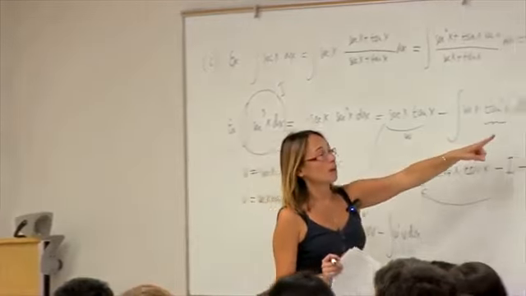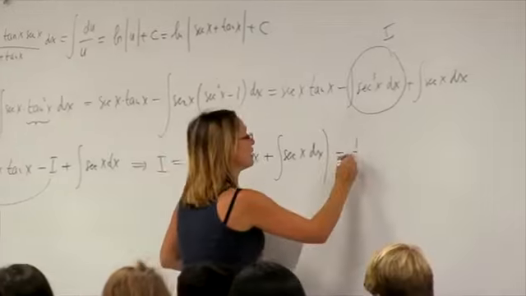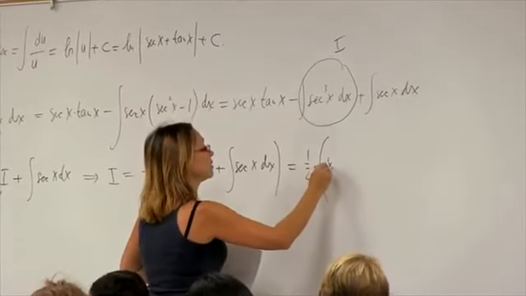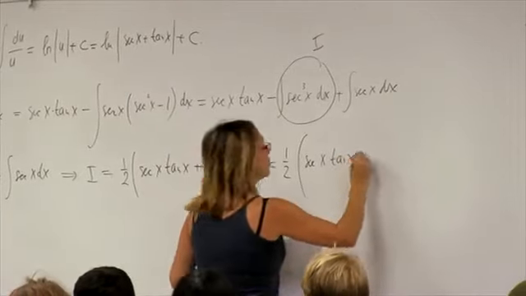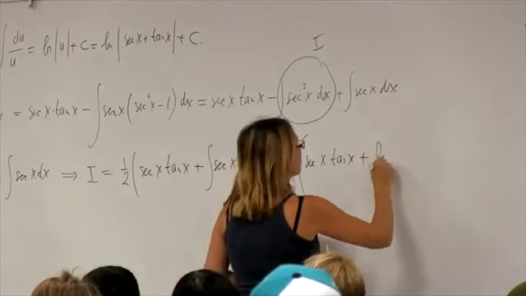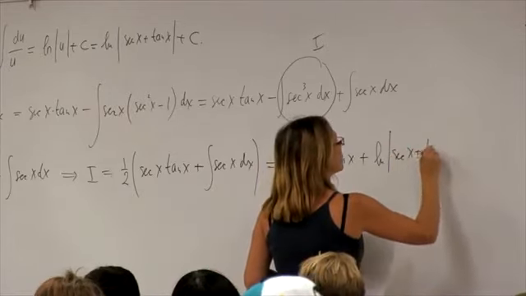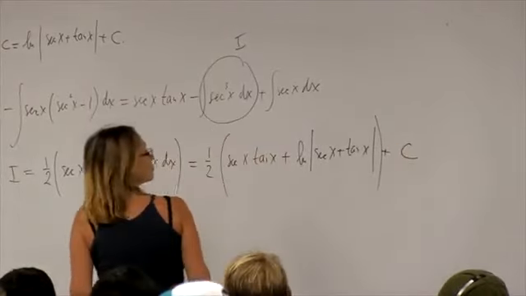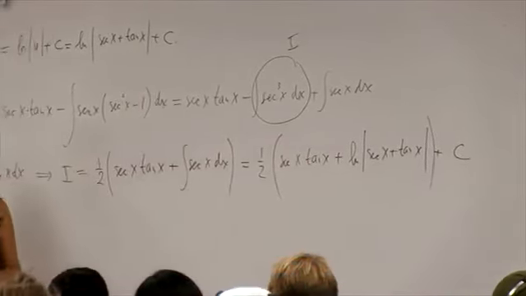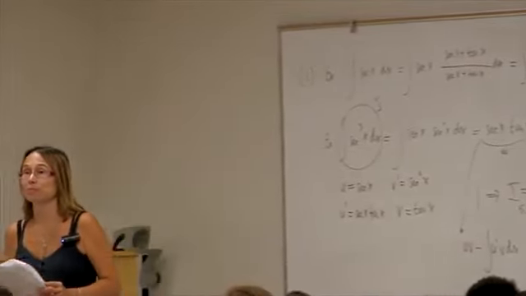So let's write down the answer here. It's 1/2, and we have secant x tangent x plus this logarithm of secant x plus tangent x plus c. Okay. So this is how you can evaluate such an integral. Questions?